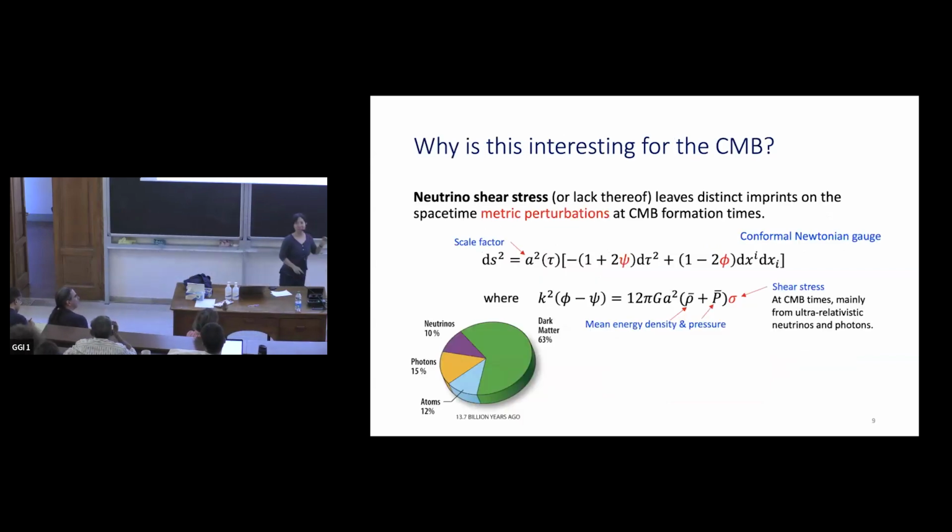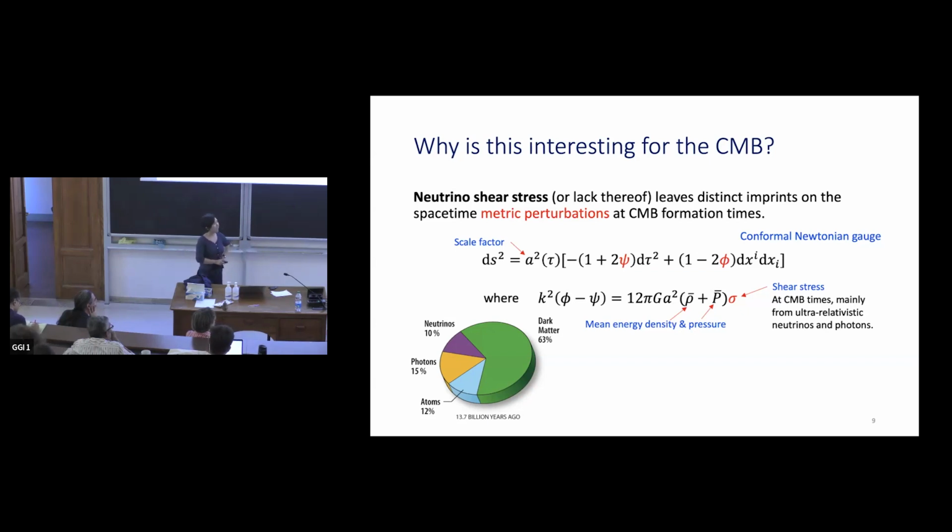And that is because they actually leave an imprint on the metric perturbations at CMB formation times. Okay, so here is the line element written in the conformal Newtonian gauge, for those of you who do these cosmological perturbations. Essentially, it's just like the Friedmann-Robertson-Walker metric, except that now you have these perturbations, which are essentially like gravitational potentials, if you like. Some of these have interpretations of a Newtonian potential, but they are allowed to be different. These are two independent variables.